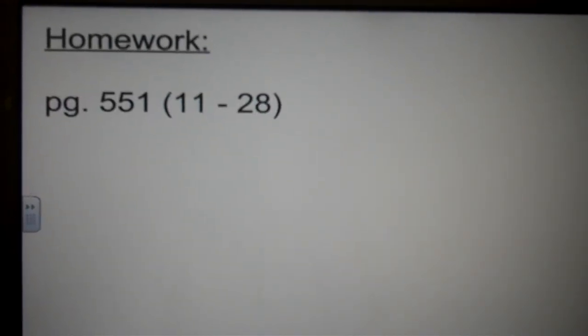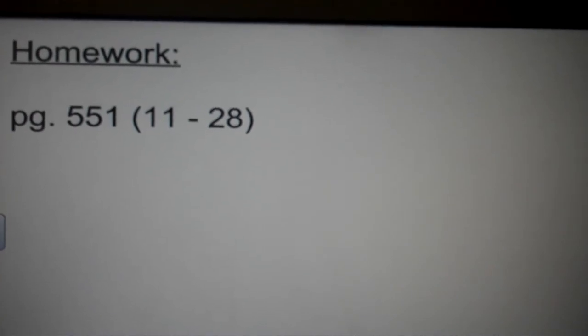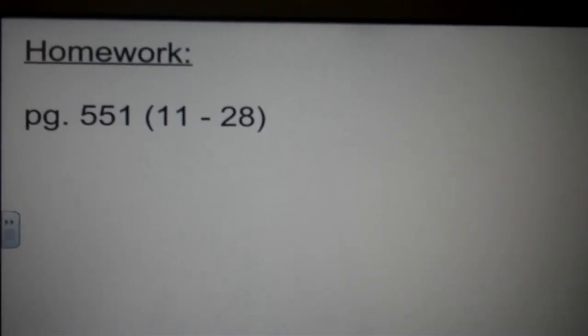And that's not actually the homework. Our homework is going to be workbook page 263, numbers 1 through 5 and 10 through 12, and you can get that on Monday.